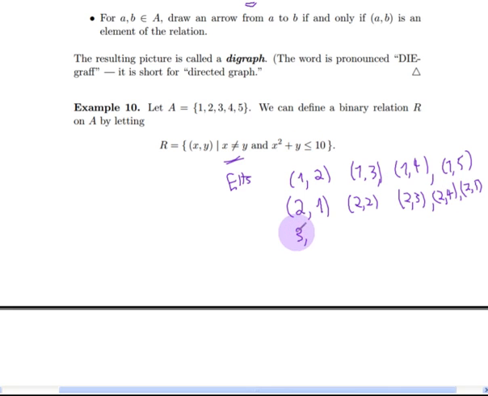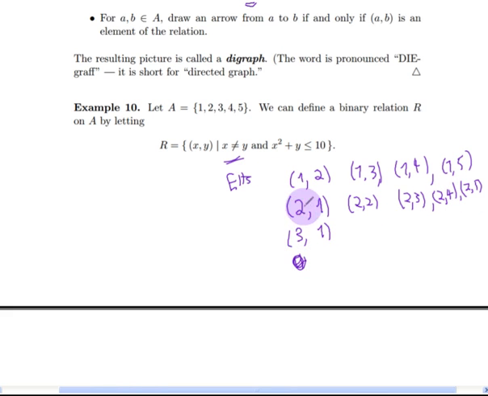All right, let's consider the ones with 3. 3 squared plus 1 makes 10. None of the others work. And if I do 4, nothing. 4 is not related to anything. Okay, so this is the set of pairs in my relation.